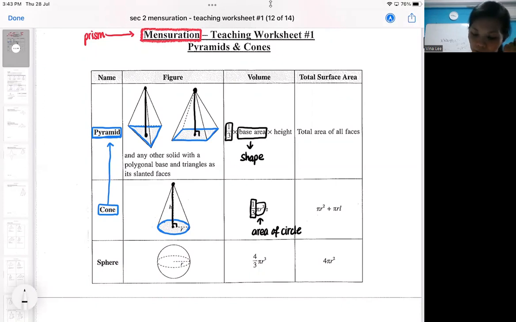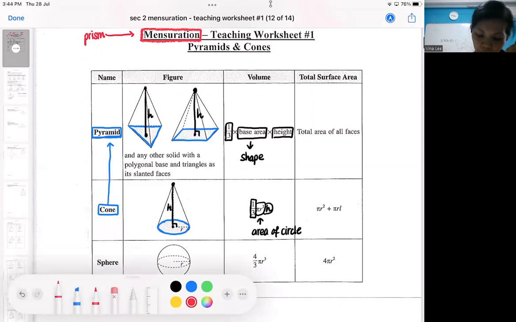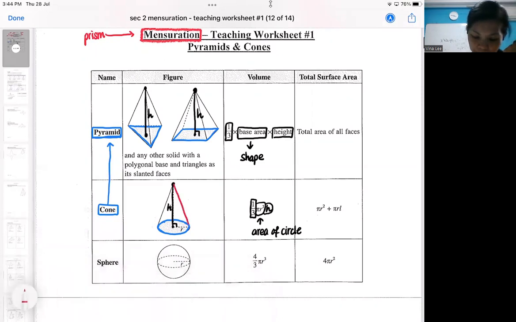And then there is a height. This height, you've got to take note, is a perpendicular height. This is the height that is perpendicular to the ground. Later on, you will see another height, which can be called a slant height. For example, this one is called a slant height.